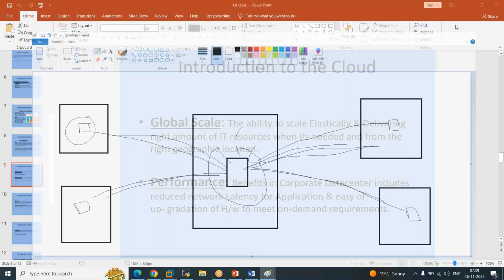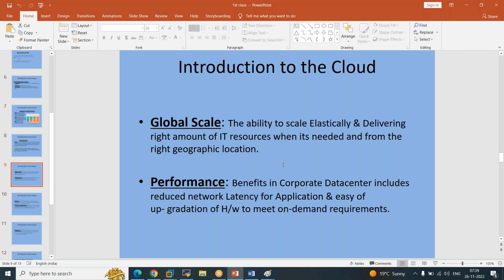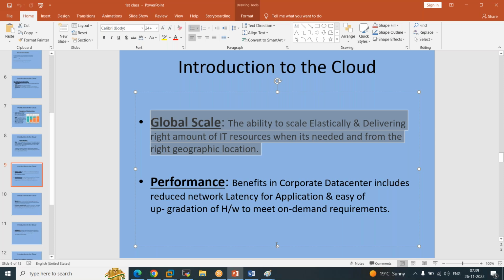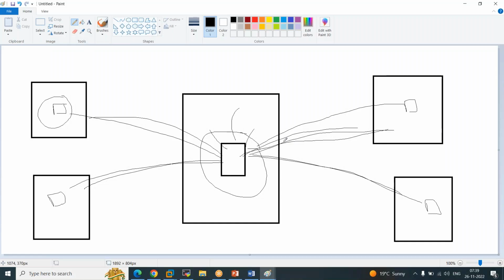But by that time, we have to be equipped with all the knowledge, right? So global scale is the ability to scale elastically and deliver the right amount of IT resources when needed from the right geographic location. Every business nowadays is absolutely globalized. When they are globalized, they cannot build a data center in every country they are operating in. As a new business, the cloud is giving the ready-made solution. Build services and you can seamlessly communicate from one to the other.